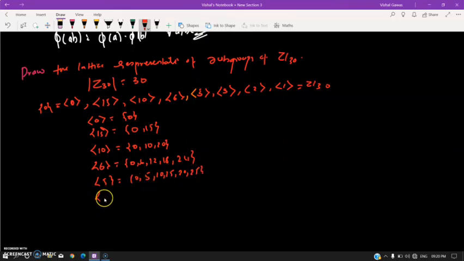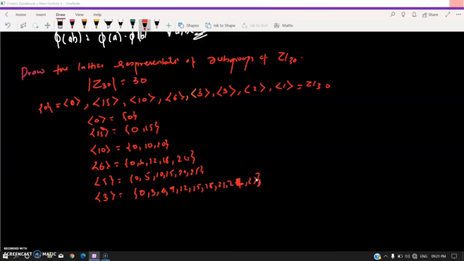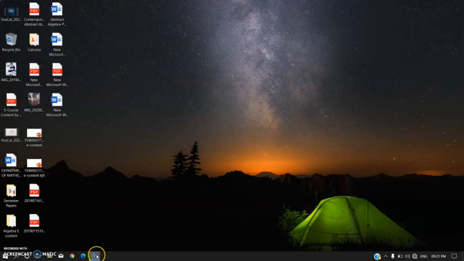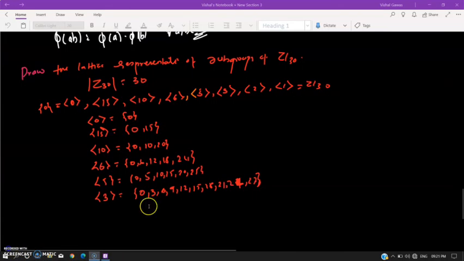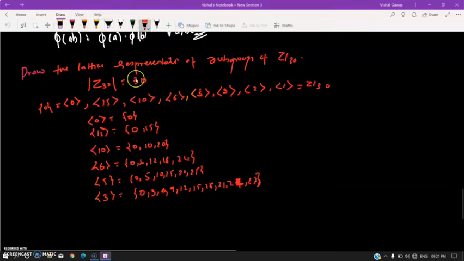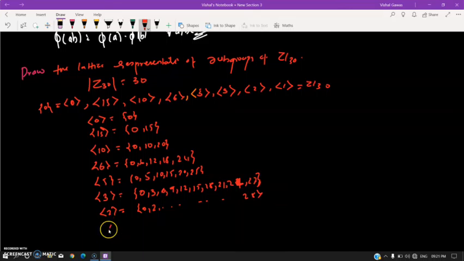Then the subgroup generated by 3 would be bigger: 0, 3, 6, 9, 12, 15, 18, 21, 24, 27, and that's it. And the subgroup generated by 2 would be 0, 2, and so on up till 28. And the subgroup generated by 1, of course, would be the entire Z30.